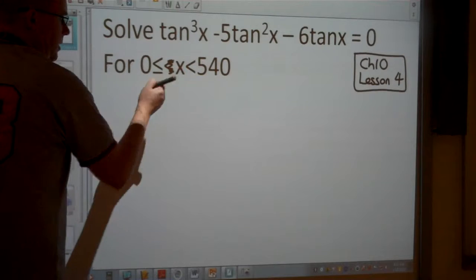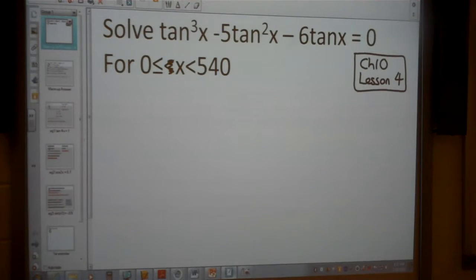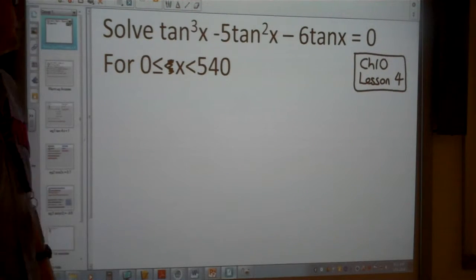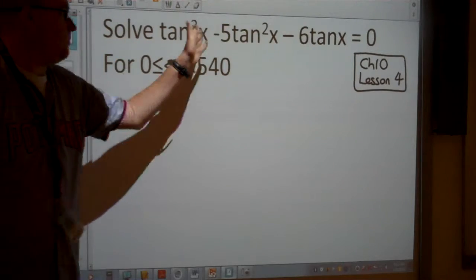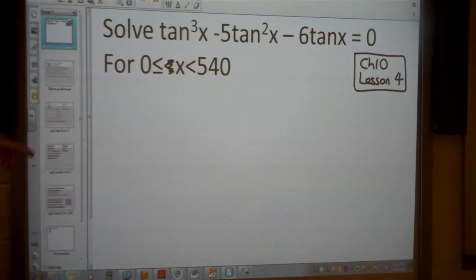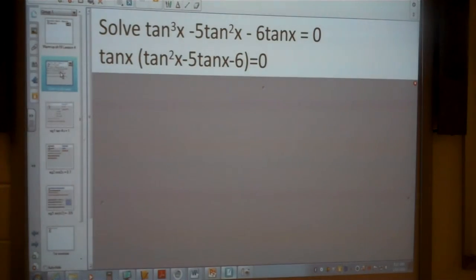I've got two inequalities there, let me get rid of one of those. So we're going to try and solve this equation, and we were working on quadratic equations last time, and this time I've thrown in a cubic equation just to see if you could figure out the key steps. With all questions like this, what we're looking to do is try and factor. Certainly for this one I can see every term has a tan x in it, so that's a good place to start.